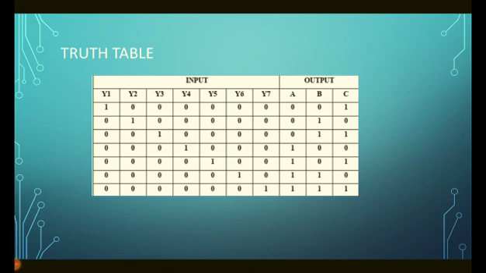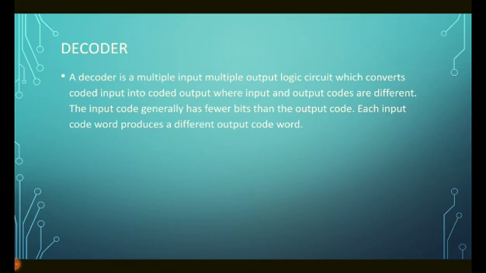When you give input value for y4, you get output value for A. When you give input value for y5, you get output value for A and C. When you give input value for y6, you get output value of A and B. When you give input value for y7, you get output value for A, B and C. And next one is decoder.